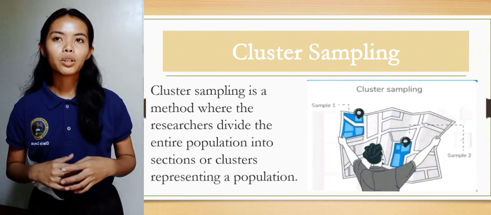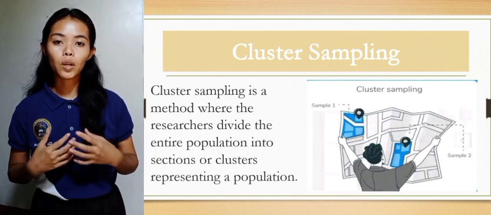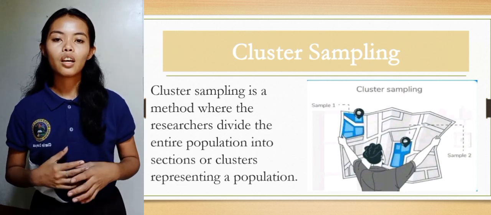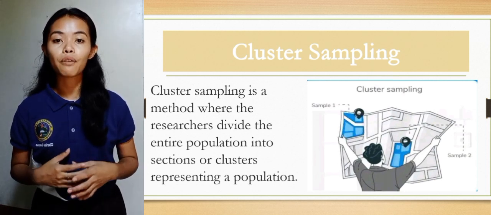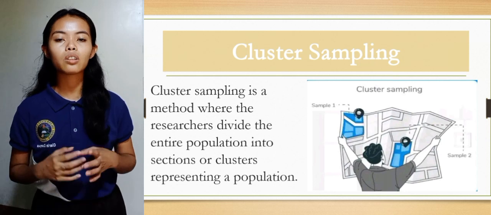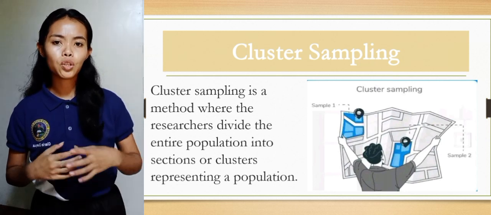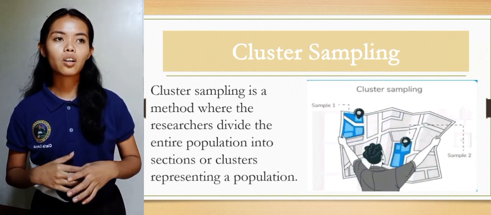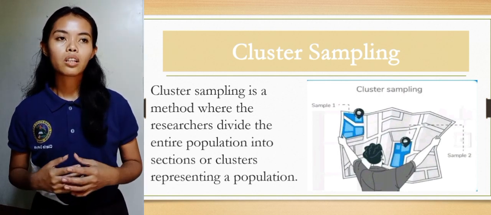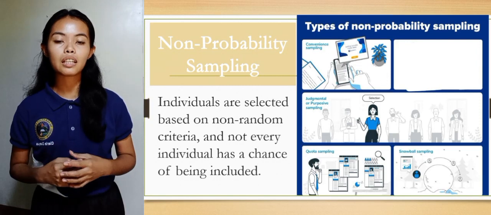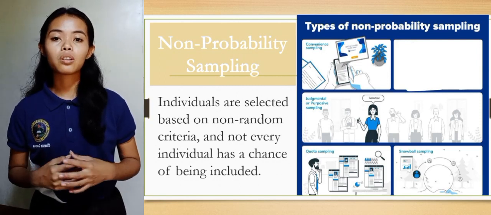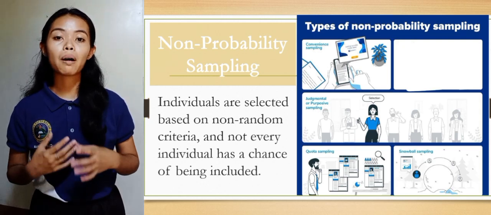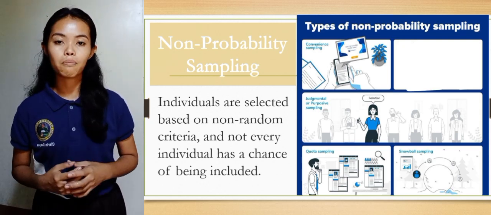Next is cluster sampling. We divide our population into clusters or sections. You can use this if your respondents are geographically dispersed, far apart from each other, especially if the researcher lacks resources or time. Next is non-probability sampling. It is based on non-random criteria, and not every member of the population has a chance of being selected.